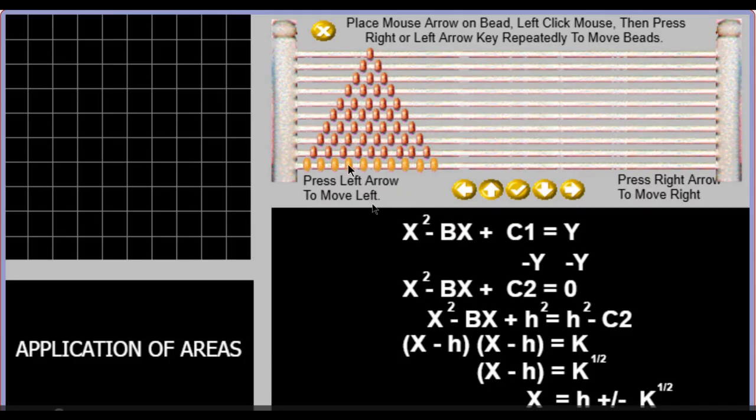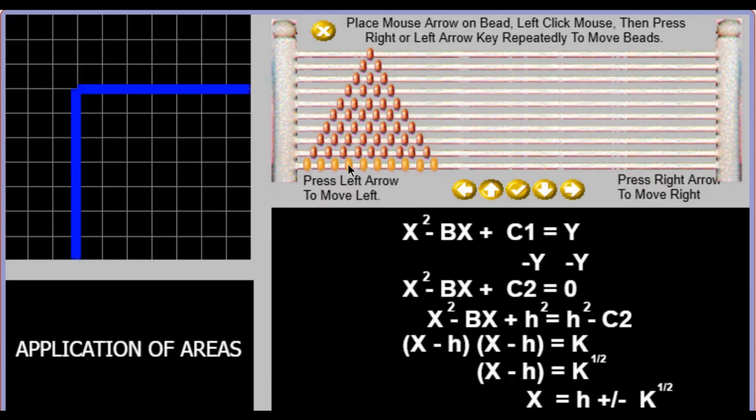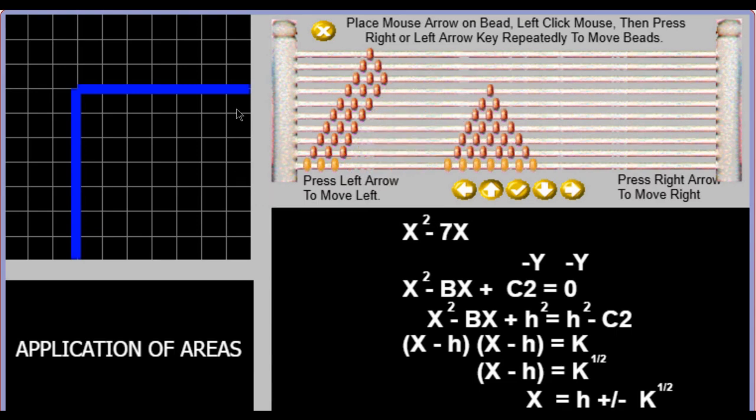And then we'll count from right to left 7 beads and displace those to the right, giving us a line, an area defined by horizontal and vertical line that will equal 7b of the equation. Bx will be 7x.